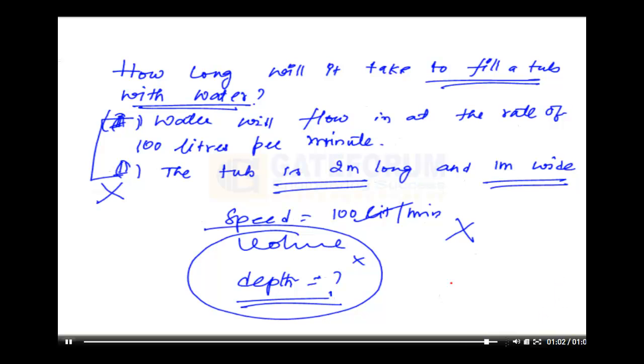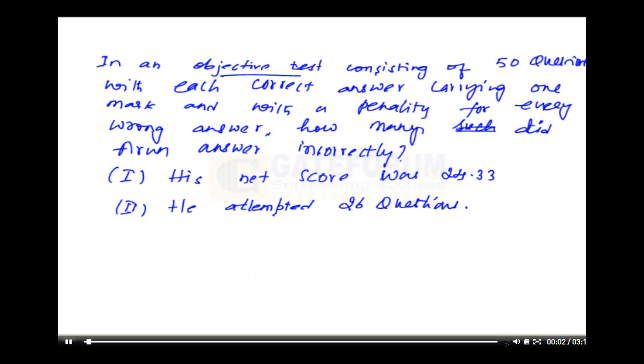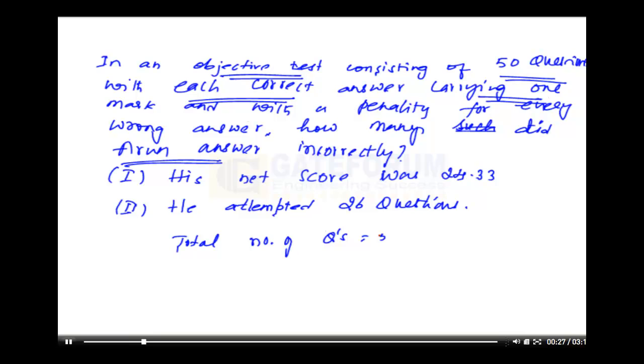So option D. In an objective test, there are 50 questions, of which every correct answer will get 1 mark, and there is a penalty which is not given. Now we have to find how many questions Arun answered incorrectly. Now let us first analyze this question. So we know only the total number of questions, that is 50. Now we don't know how many Arun attempted correctly.